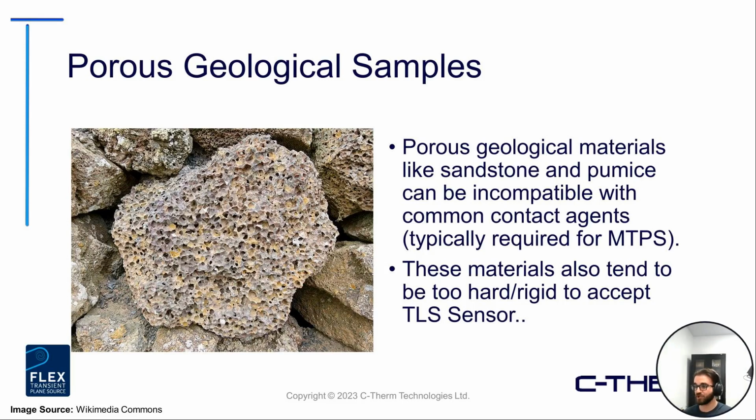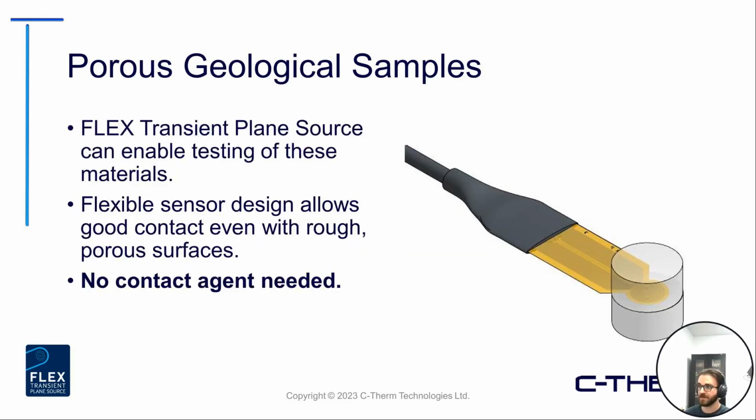So where the TPS really shines, as I alluded to earlier, is if you're dealing specifically with porous materials, those that may be hygroscopic in nature, things like sandstone, pumice. These could be incompatible with some common contact agents, which are typically required for MTPS. So to test these materials, we had to have another way. I might have been thinking about the TLS sensor. There are some cases where the TLS can be inserted down into the material if it's unconsolidated or if it's a soft sample that you can drill into. But many of these samples may be too rigid or hard for that. So this is where the TPS really comes in and shines.